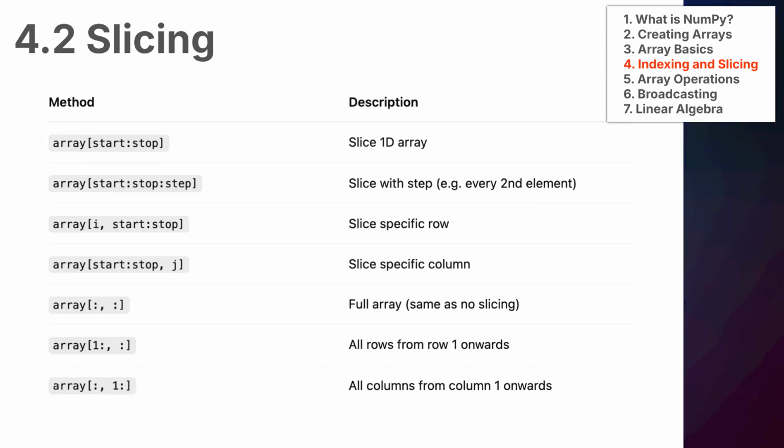Two, slicing. Slicing is like saying, hey NumPy, give me a portion of this array, just the part I need. So you can slice rows, columns, whole ranges, even skip elements with steps. Let's go through each slicing technique one by one.